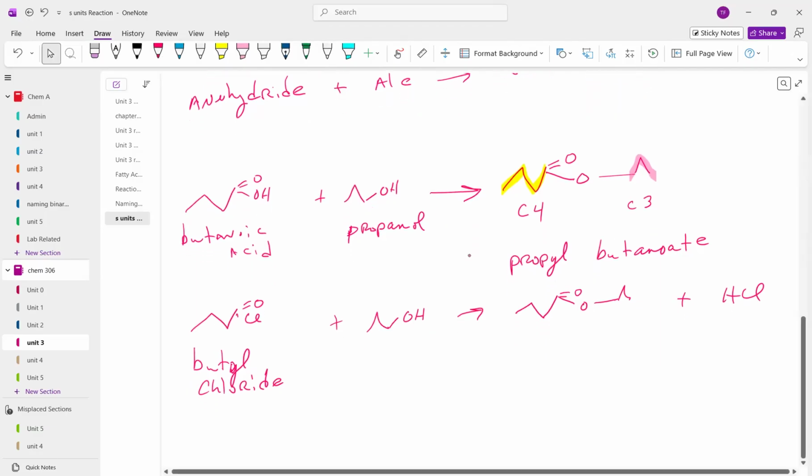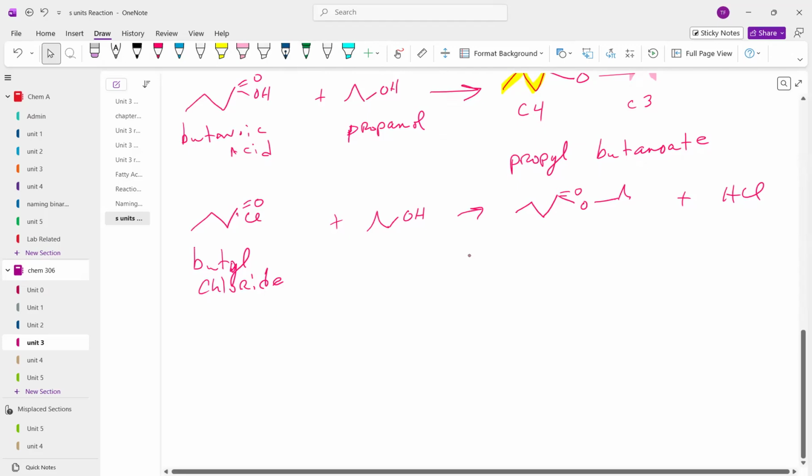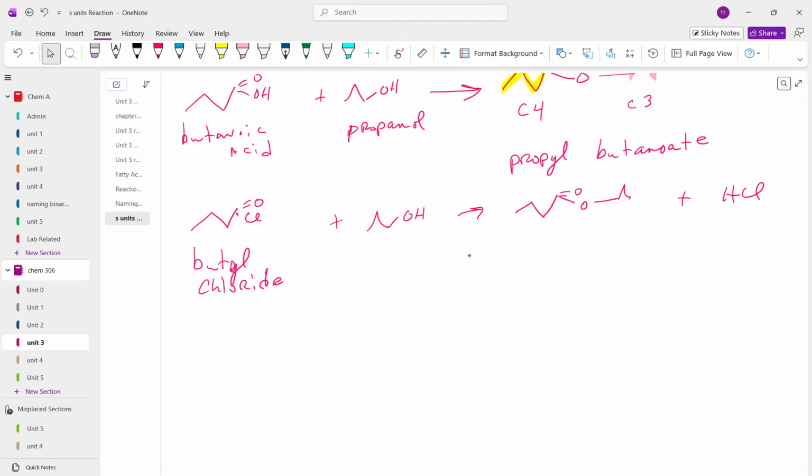Okay, that'll give us the best yield. Now, the reason why we're getting the best yield is because the acid chloride is so unstable.